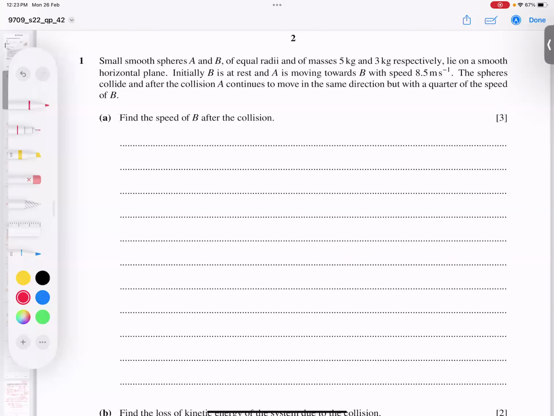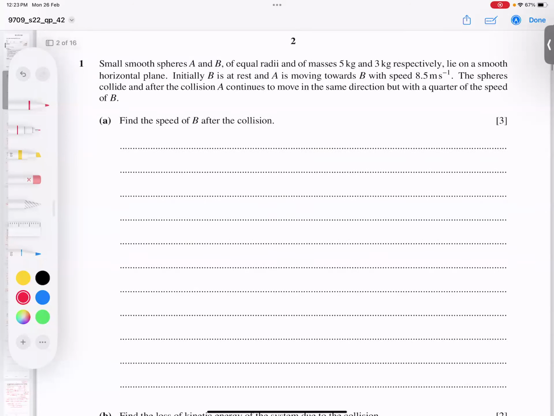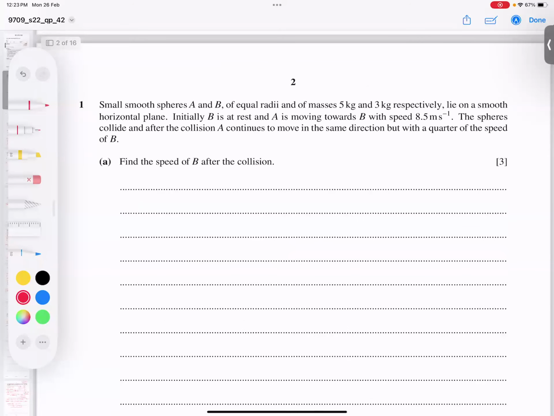Bismillah ar-Rahman ar-Rahim. This is June 2022, variant 42, question number one. Topic is linear momentum. Okay, so let's start this question.